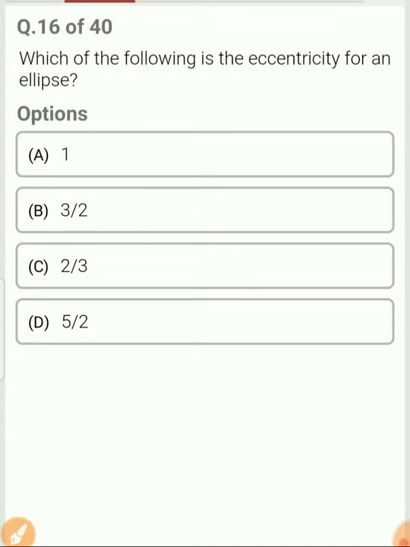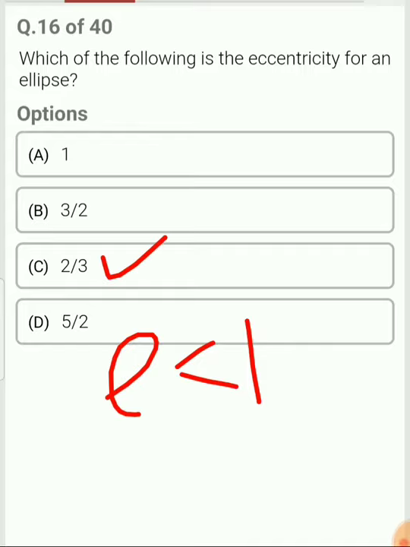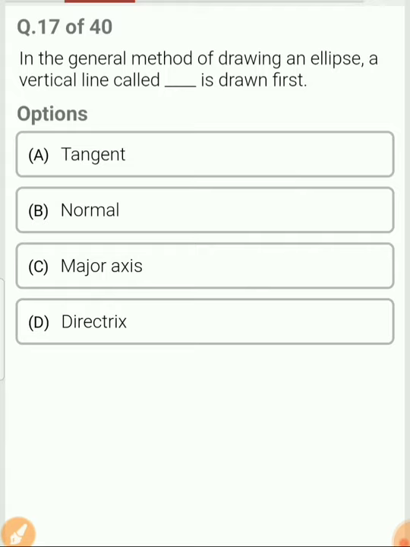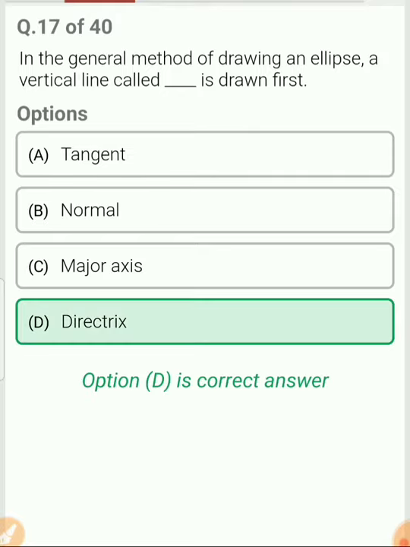Which of the following is an eccentricity of an ellipse? Eccentricity e of an ellipse is less than 1. So which of the following is less than 1? Option C, 2 by 3. In the general method of drawing an ellipse, a vertical line is called the directrix.